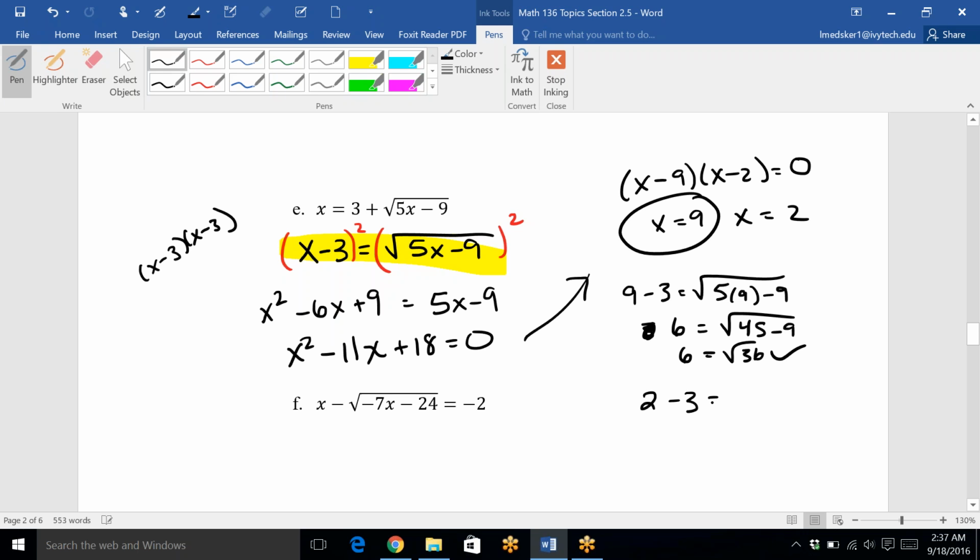But 2 minus 3 equals the square root of 5 times 2 minus 9. It's a times. That's -1 equals the square root of 10 minus 9. -1 does not equal that because the square root of 1 is +1. So 2 does not work. So just a single solution.